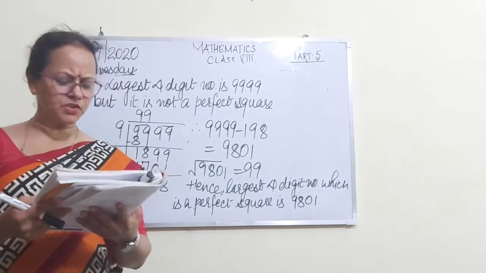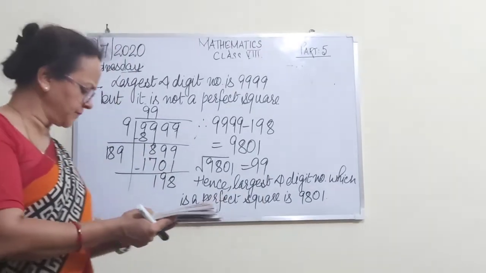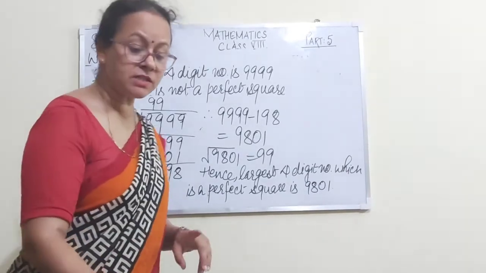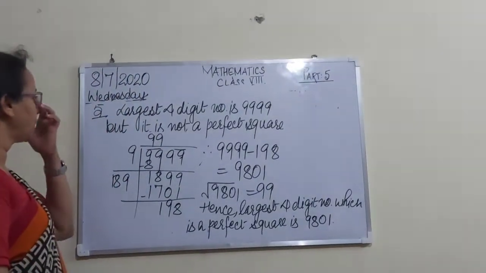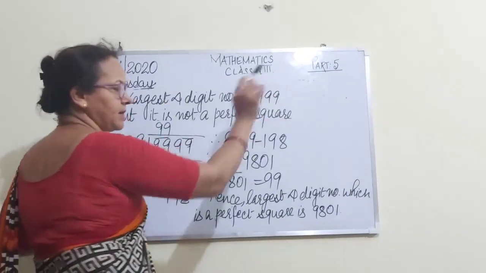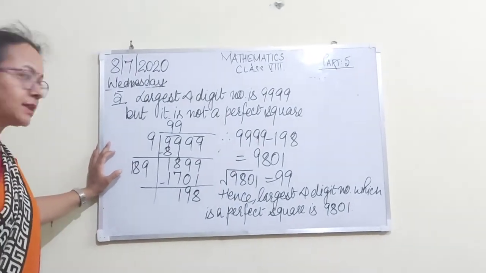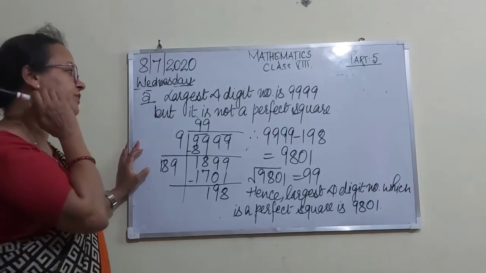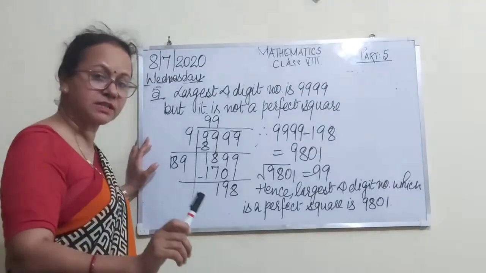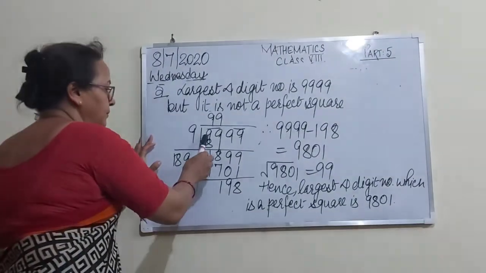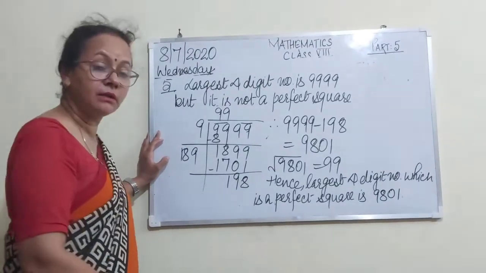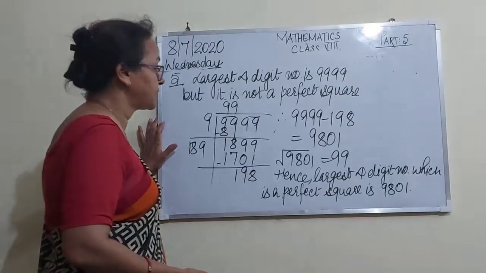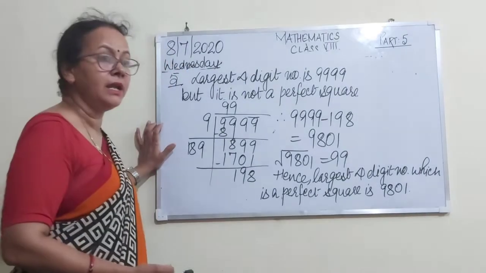Now student, question number 5. Find the largest 4-digit number which is a perfect square. We are going to find the largest 4-digit number. First of all, we write down the largest 4-digit number, which is four 9s, 9999. But it is not a perfect square. So we are going to find the perfect square 4-digit number. We will find the square root of 9999 by the division method.